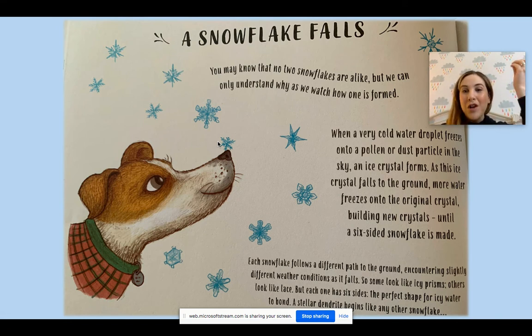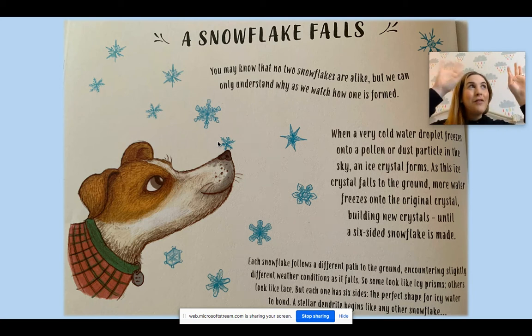And when very cold water drops freeze in the sky, an ice crystal is formed. And this ice crystal begins to fall to the ground. It's so tiny. As it falls to the ground, more water freezes on it and makes new crystals. And eventually it makes a six-sided snowflake.